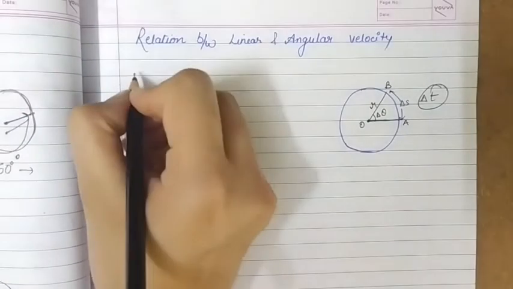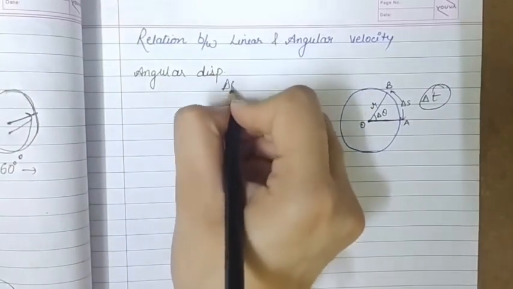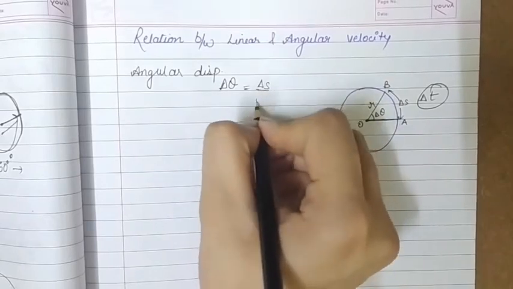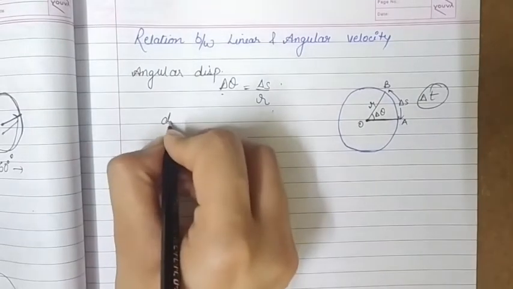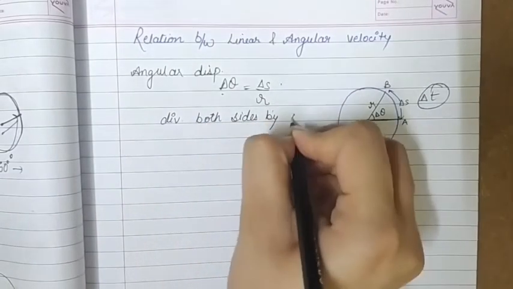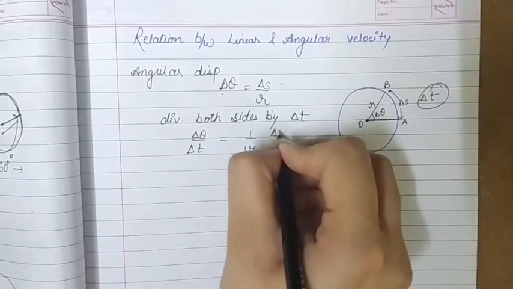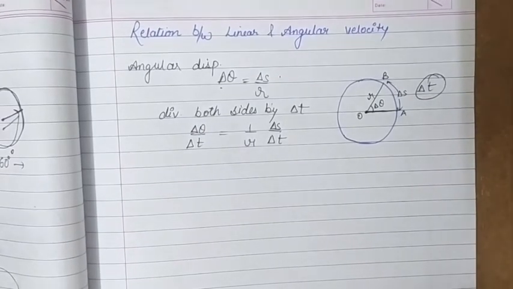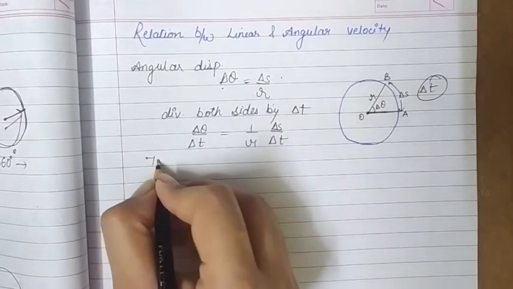Now in this case, angular displacement of the particle, that is delta theta, can be given as delta s upon r. That means angle is equal to arc upon radius. Now we can divide both sides by delta t. Dividing both sides by delta t, we get delta theta over delta t is equal to 1 upon r delta s over delta t. Now to find the value of angular velocity omega, we have to take limits such that delta t tends to 0. So let's take the limits.